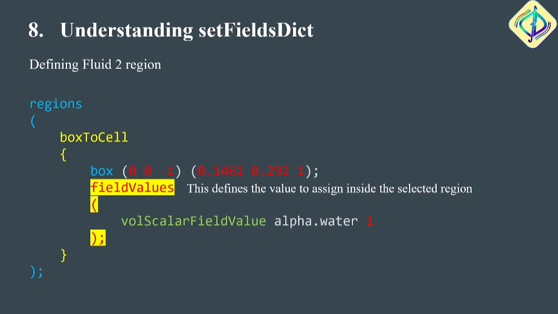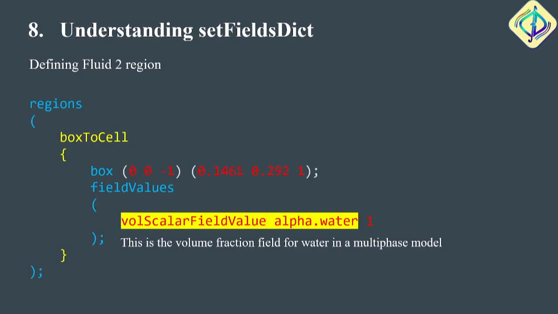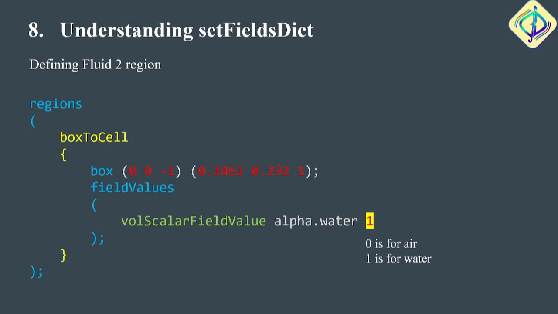Now in this region, you have given a bounding box. You have given the lower and upper limit of that bounding box. Now you will specify the field values within this box. Again, the same volume scalar field value, you're just assigning the volume fraction over your alpha dot water. And in this case, we have set it to 1, meaning that we want it to be water.